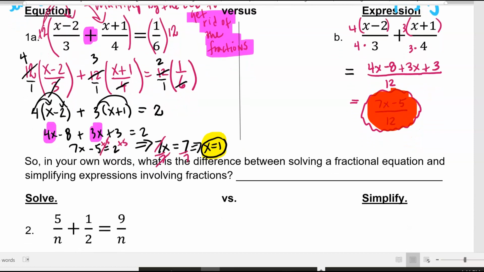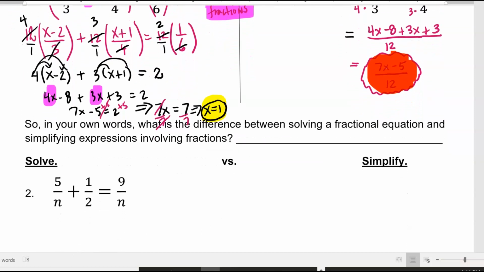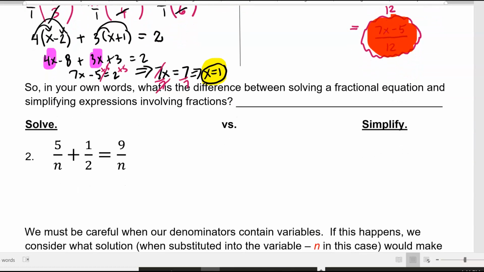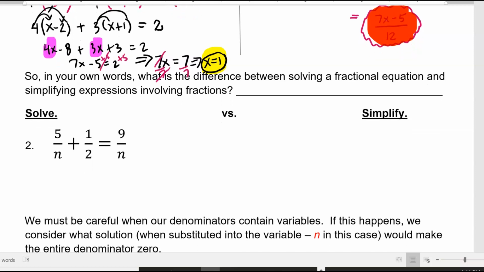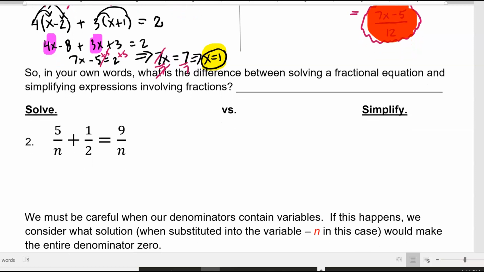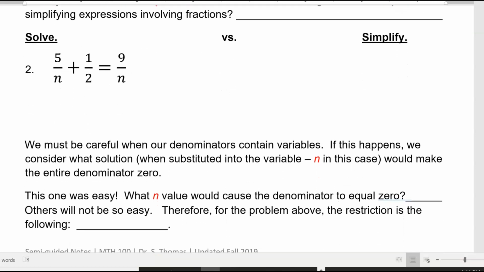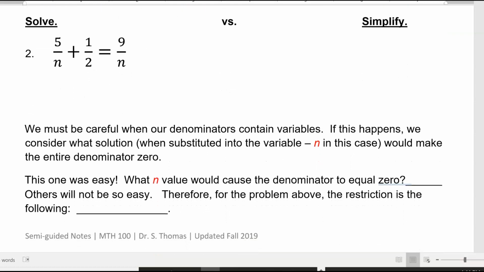Let's move on. So in your own words, what is the difference between solving a fractional equation and simplifying expressions? Well, in one case, we are solving for the variable. So when we get to the end, we're going to have the variable on one side and the number on the other side. But with simplifying expressions, we are combining two fractions as one. Now here we are solving again.